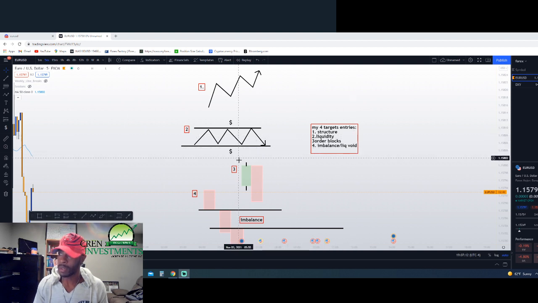Order blocks: last up candle before the down candle, or last down candle before the up candle, depending on structure. And then we got imbalance or liquidity void, whatever you want to call it. Essentially candles with no wicks, just solid bar candles, meaning it's a void in the market, meaning the price moved very fast and or slipped, or a gap, however you want to say it.